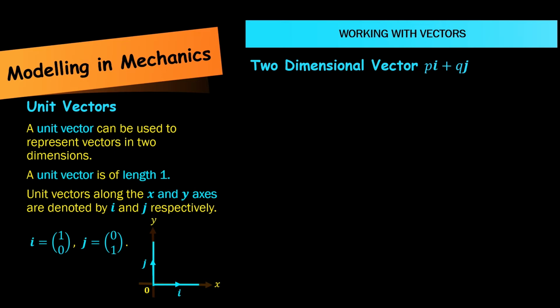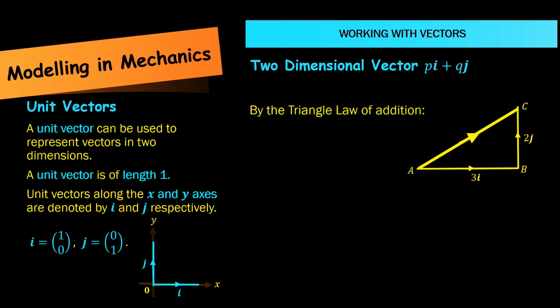We're now going to consider a 2-dimensional vector, pi plus qj. So here's our vector, AC. In the i direction, we have that AB, as shown, is equal to 3i, and BC in the diagram as shown is equal to 2j. So by the triangle law of addition, we have that AC equals AB plus BC, which is equal to 3i plus 2j.